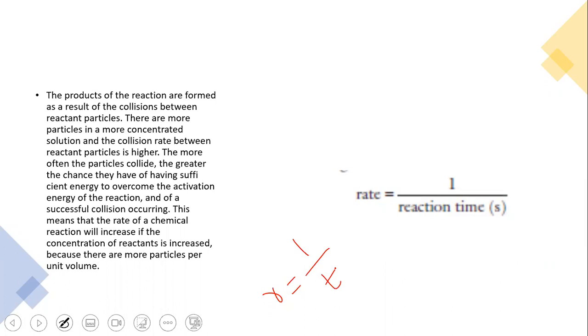That is why. So in concentration, what is the logic? There are more particles per volume. Since there are more particles per volume, more collisions are going to be taking place. There are more chances that the molecules will have the required activation energy for there to be successful collisions, and that is why the rate of reaction is going to increase. All clear?